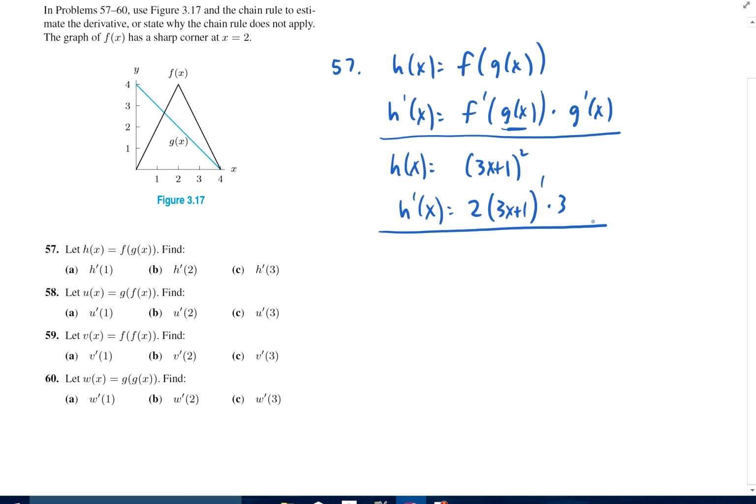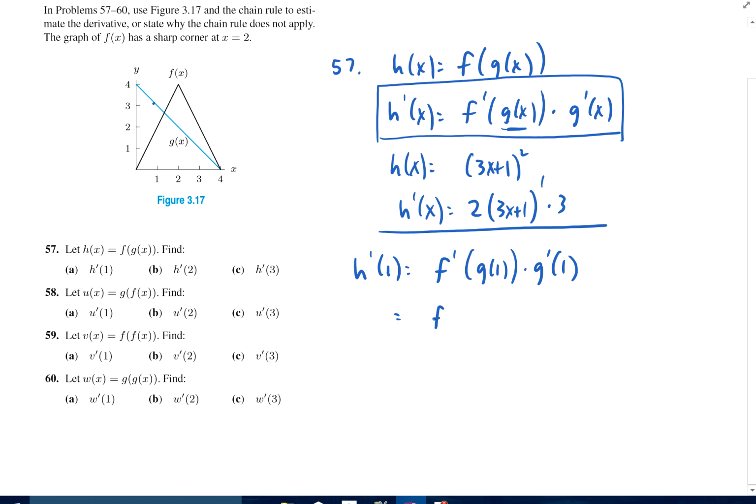And now we'll do h prime of 1. That'd be f prime of g of 1 times g prime of 1. Well, we've got to look at g of 1. What is g of 1? g of 1 is 3. So that becomes f prime at 3 times g prime at 1.